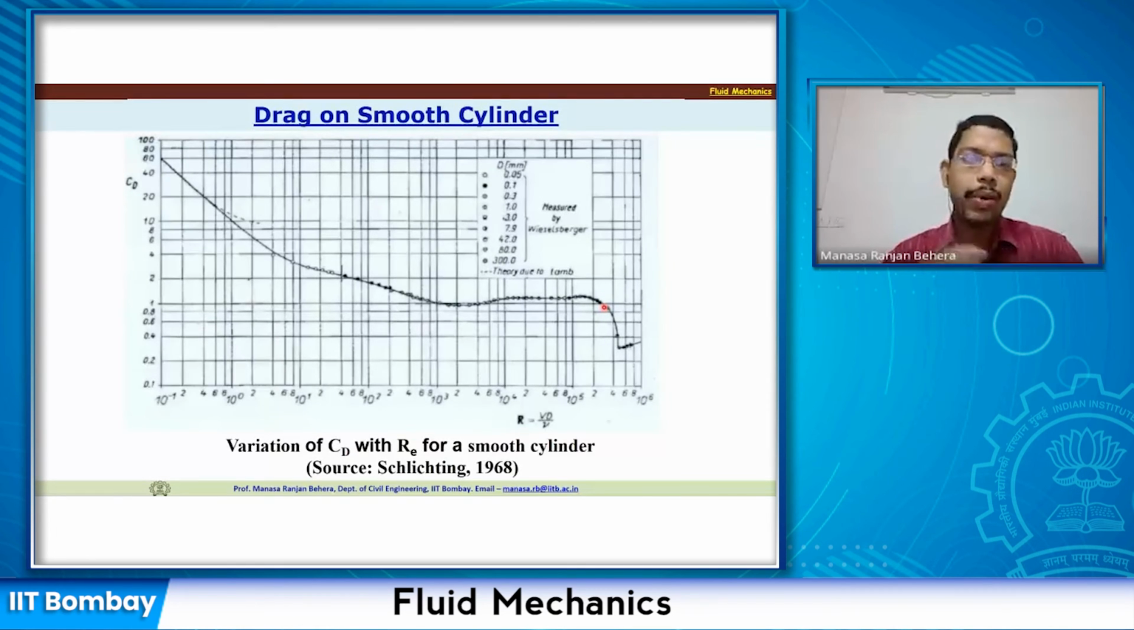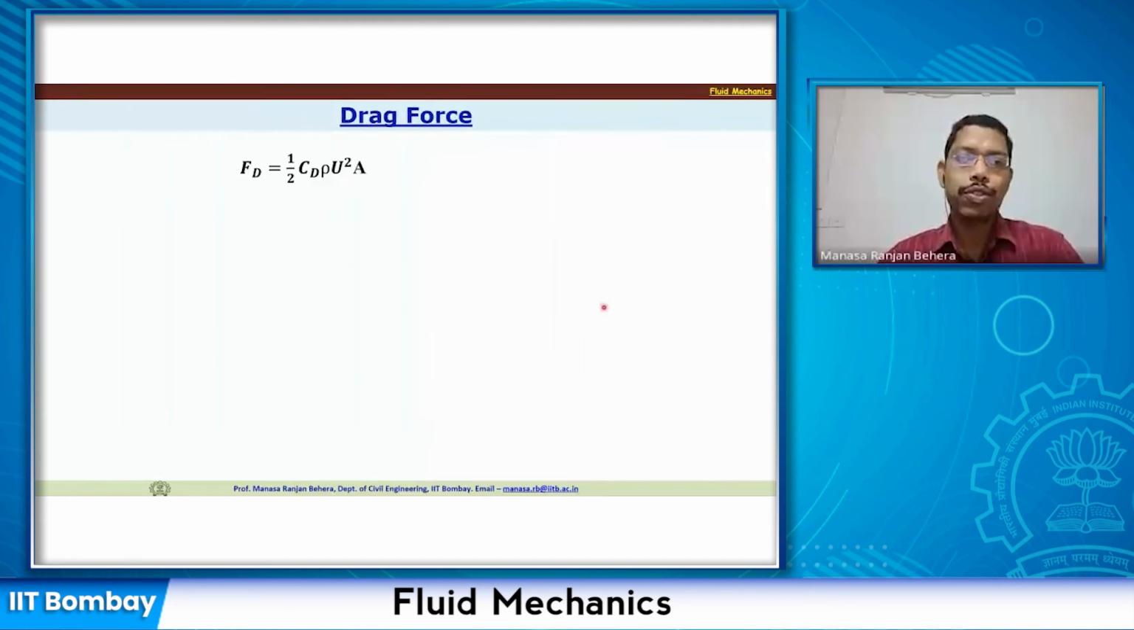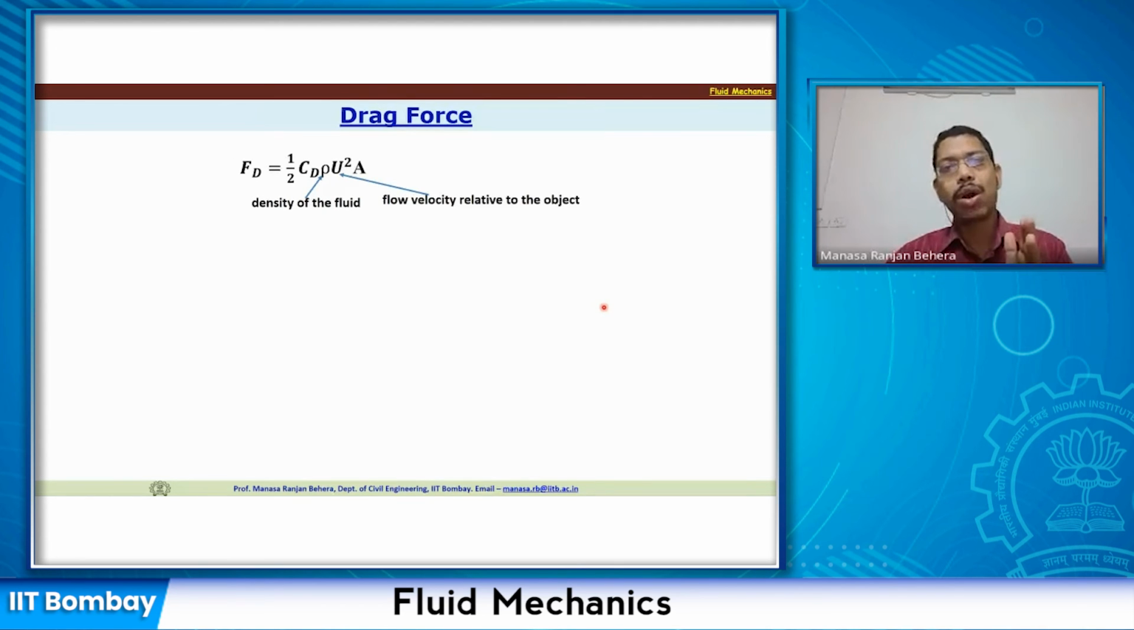All right. So now let us look at the drag force. We have talked about drag, how it is generated, how it is formed, how it is reduced, and how it is going to be more. But now let us look at the calculation of drag force. When we want to calculate drag force, that is FD, we write it as half CD rho U square A. FD is the drag force. CD is the drag coefficient, which we have already discussed in detail. Rho is the density of the fluid, and U is the flow velocity relative to the object, also often called the free stream velocity.